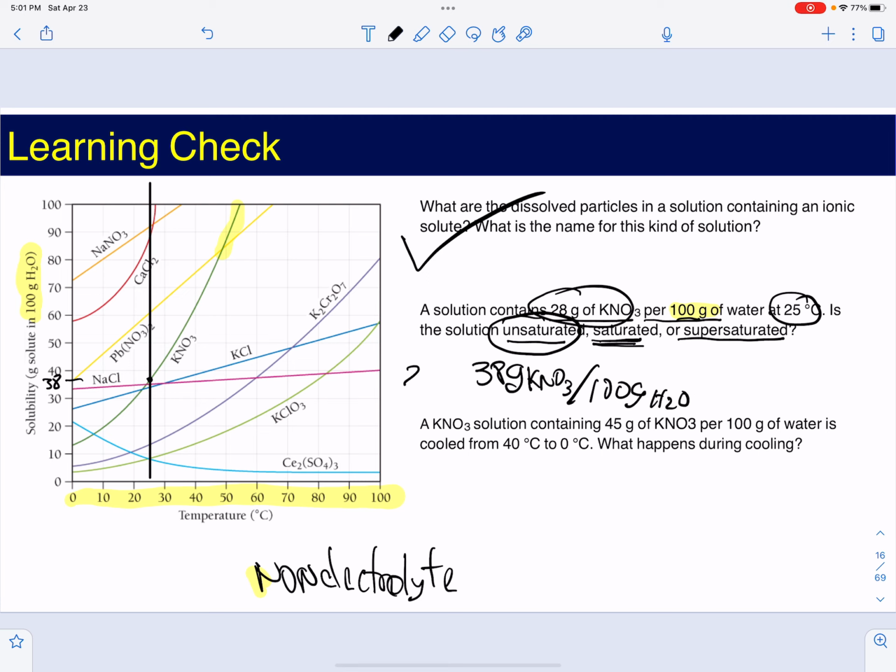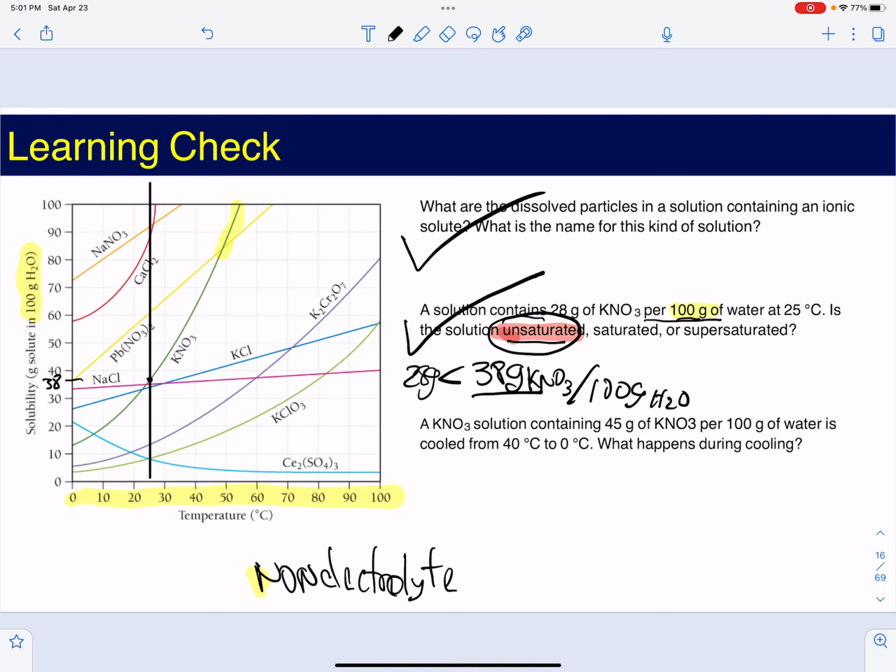So 28 is less than that. That means it hasn't reached the saturation point. The saturation point will be 38. That's the maximum. So this will be an unsaturated solution. So that will take care of that one.